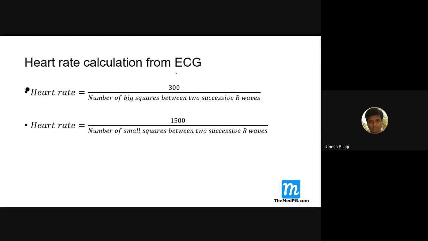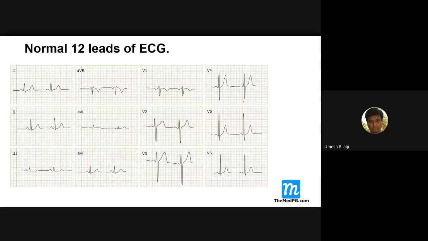Now, I told you about heart rate calculation. Heart rate calculation is done by the number of big squares. There are two ways. You can calculate the number of big squares between two successive R waves. See here, in this ECG, 1 big square is there, 2, 3, 4. Nearly 4 big squares.